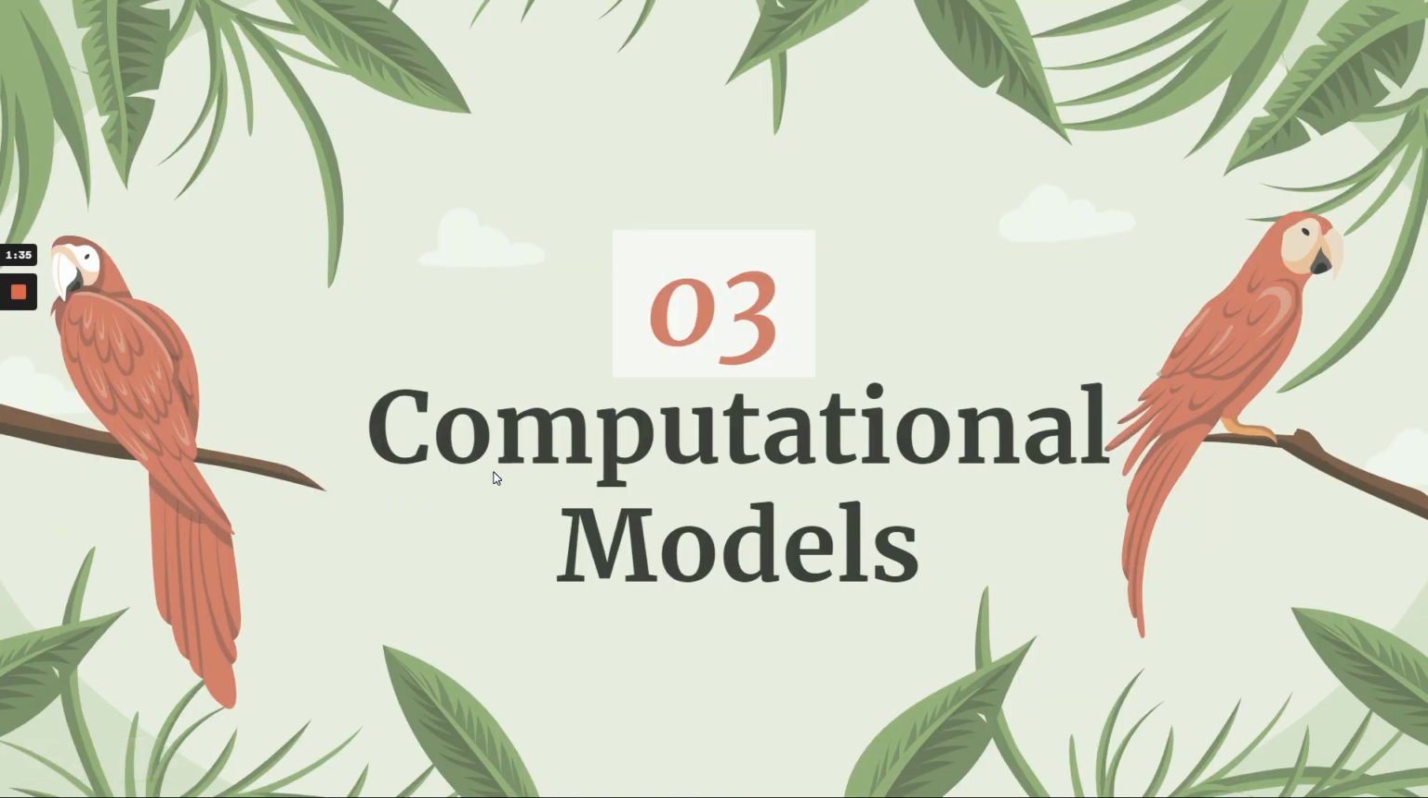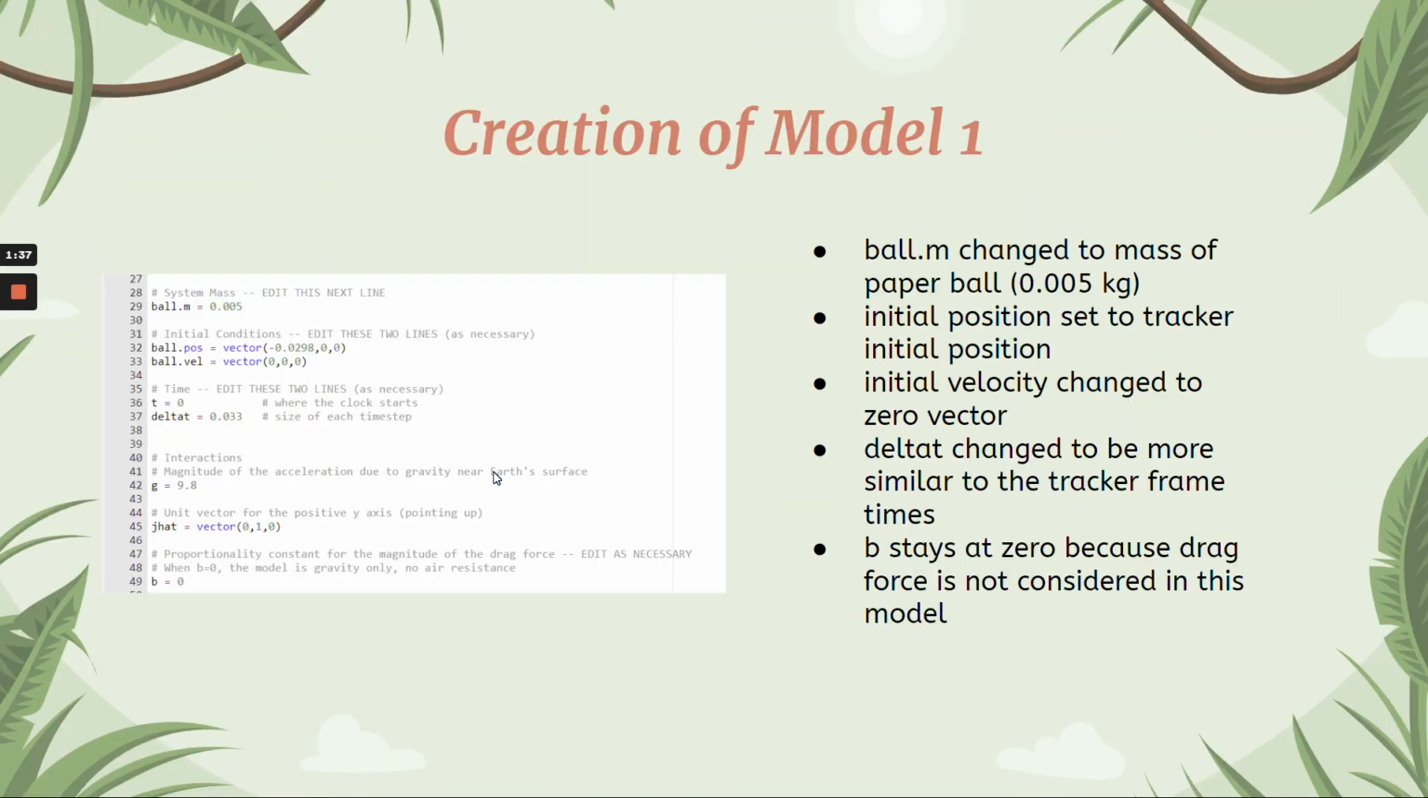And then for the computational models, starting off with Model 1, the purpose of this model is to show just gravity acting on the ball, not including any drag force. So what I did for this model was I changed ball.m to be the actual mass of the paper ball, which was 0.005 kilograms. And then I set the initial position to the Tracker initial position of negative 0.0298 meters. And then I changed the initial velocity to the 0 vector as it is in free fall. And then delta t was changed to be more similar to the Tracker time frames, and b stays at 0 because drag force is not considered in this model.